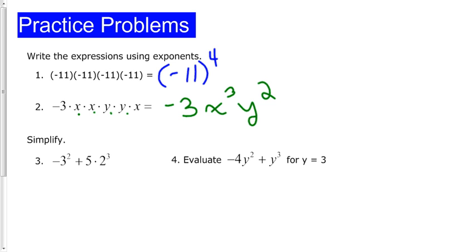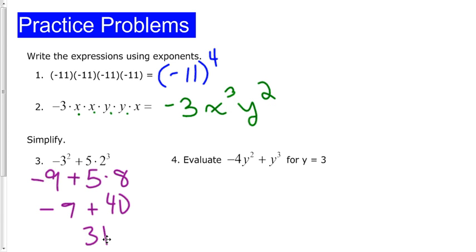Number 3 here, okay, we need to raise these to the powers first, so negative 3 squared. All right, so this is going to be negative 9 plus 5 times 2 to the 3rd. 2 times 2 times 2 is 8. So I get negative 9 plus 40. I get 31.